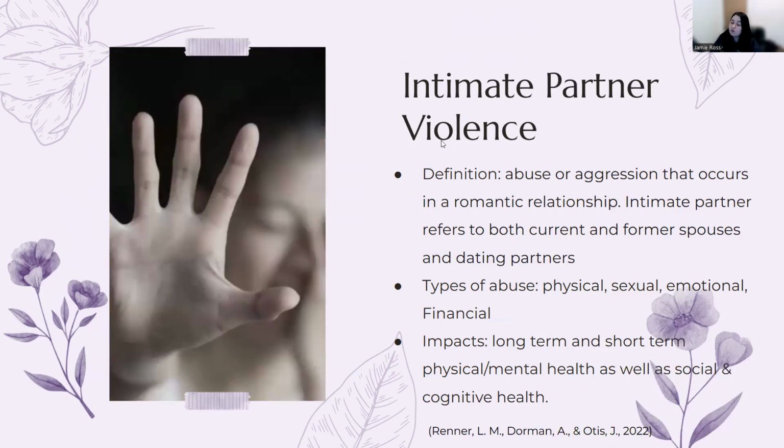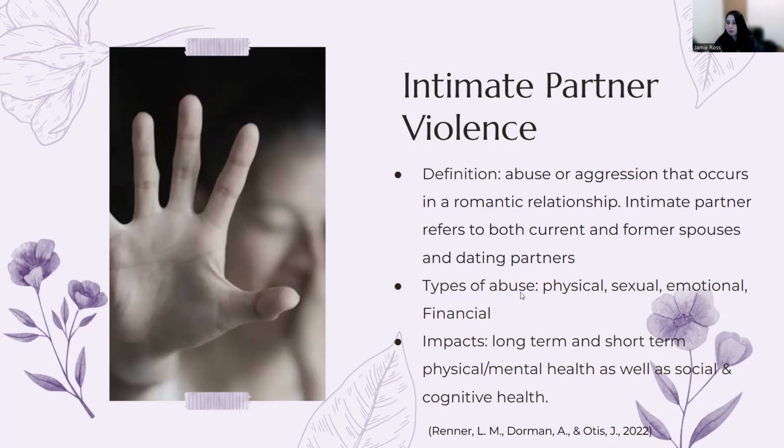IPV, or intimate partner violence, is defined as abuse or aggression that occurs in a romantic relationship. This can be with previous or current partners, and the types of abuse include physical, sexual, emotional, and financial. A couple of examples of financial abuse would be if your partner freezes your credit so you are no longer able to get a new credit card or a new bank account when you do need to leave a situation. This really keeps the person trapped in that relationship.